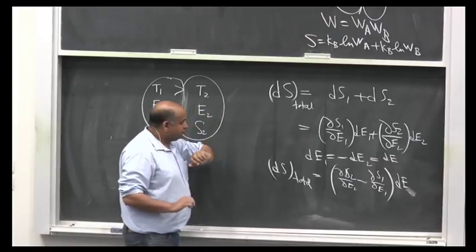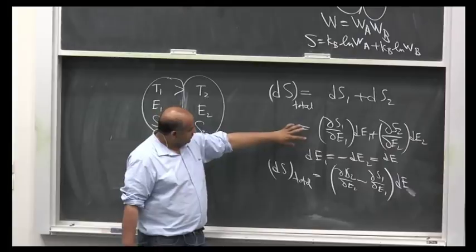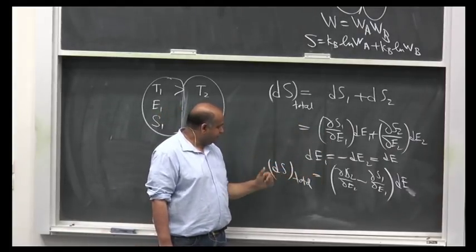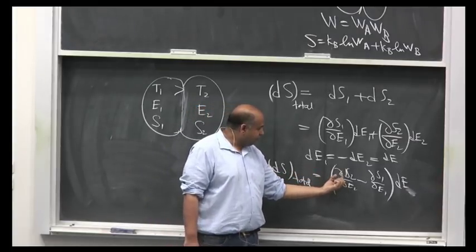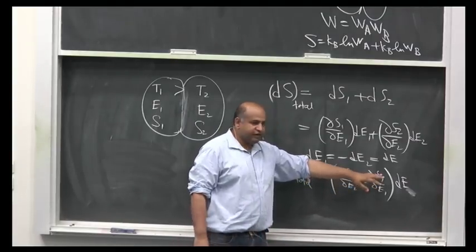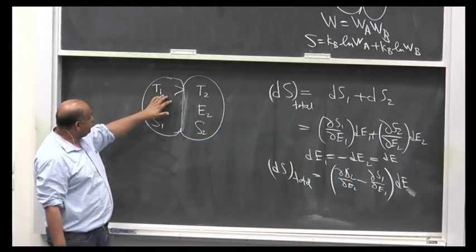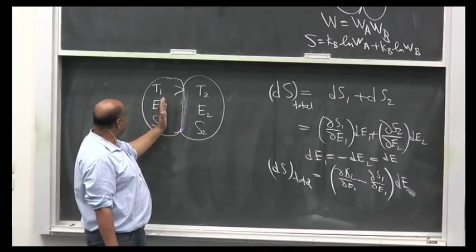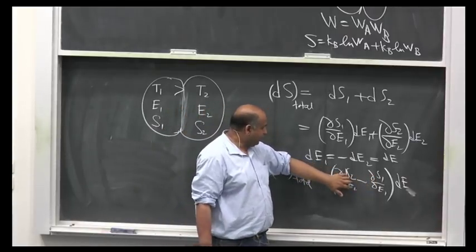Okay. So I'm sorry, let me just continue a little bit. We'll take more questions later. So we have a situation like this, and from here we see that we have this partial S2 by partial E2, and then partial S1 by partial E1 into dE. And we assume that, let's say, if T1 is greater than T2, so energy is flowing from system 1 to system 2. So it means that it's coming from here to here.